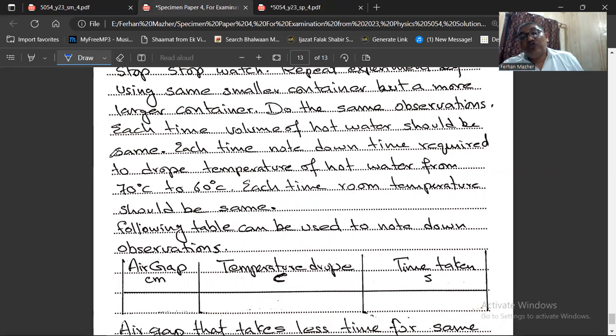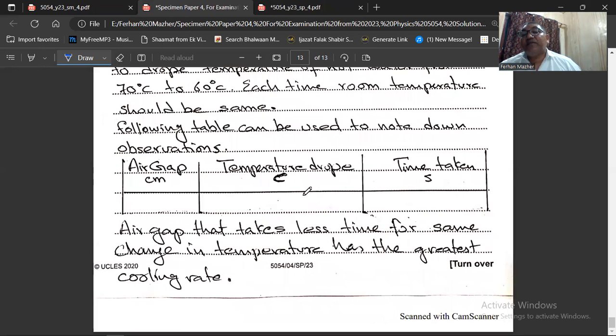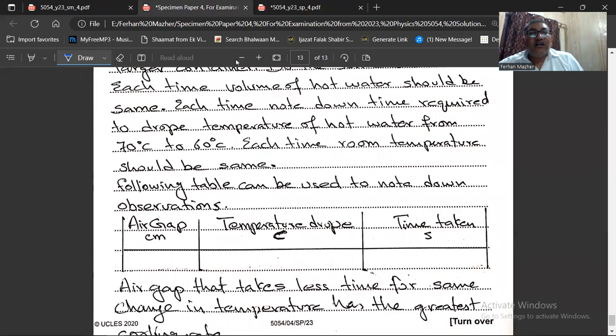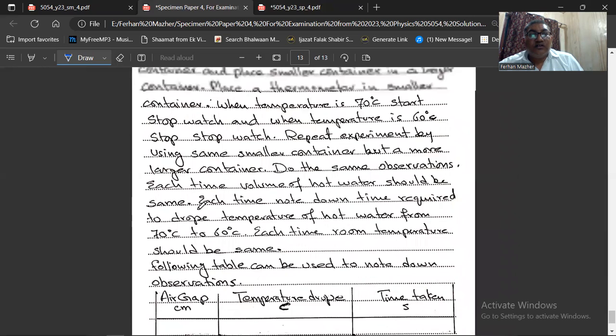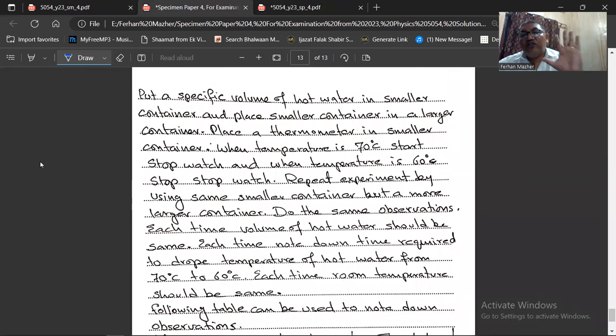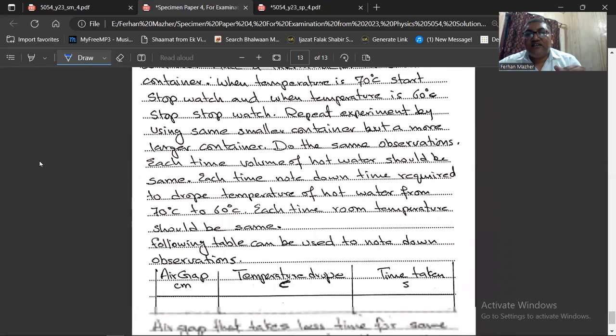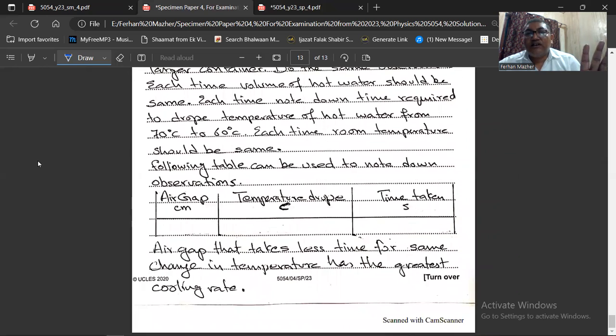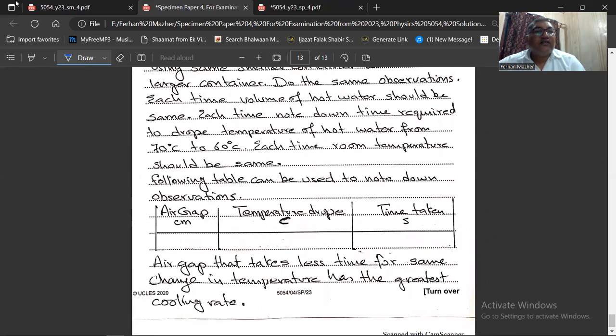The following table can be used to note down observations: the air gap in centimeters, temperature drop in degrees centigrade, and the time taken in seconds. The air gap that takes less time for the same change in temperature as compared to the other air gap has the greatest cooling rate. This is my conclusion. So this is coming up on your screen. You can pause the video here and note down this answer.